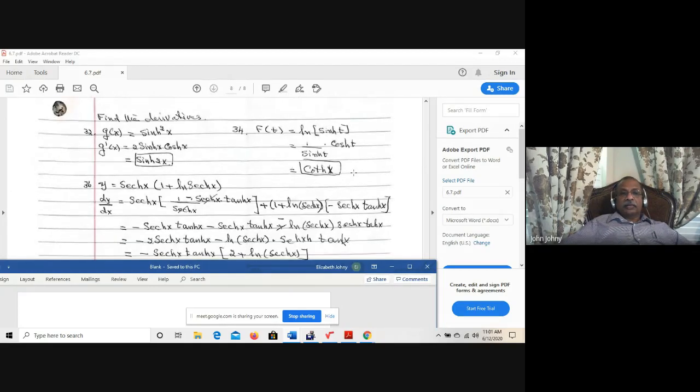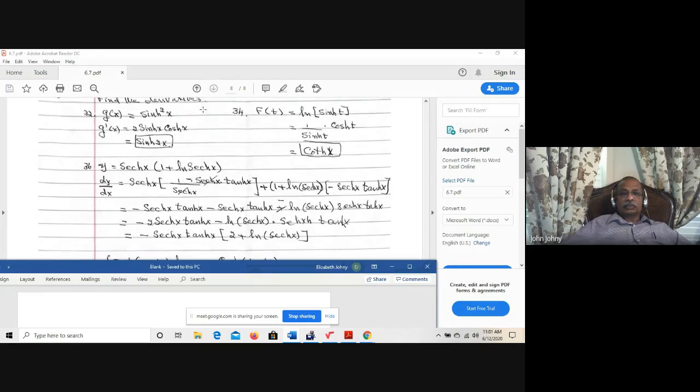Next is find the derivatives. g(x) is equal to sinh squared x. This is question number 32 from the book. So g prime x is equal to, you use the chain rule, 2 times sinh x times the derivative of sinh x, which is cosh x. So that is 2 sinh x cosh x, which is the same as sinh 2x. 34. f(t) is equal to natural log of sinh t. Chain rule again, 1 over sinh t times cosh t. This is coth t.